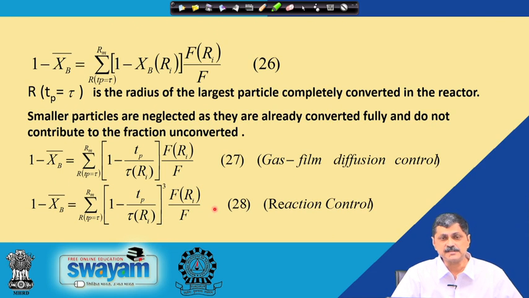And if it is controlled by the chemical reaction, then this 1 minus x b is replaced by, we know that 1 minus x b is 1 minus T by tau whole cube, and here T is replaced by T p. So, it is 1 minus T p by tau whole cube, and it is summed up for all the particle sizes.